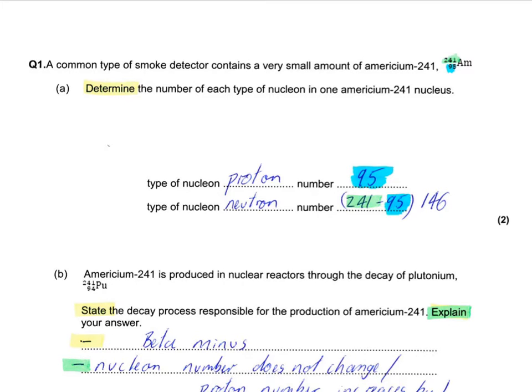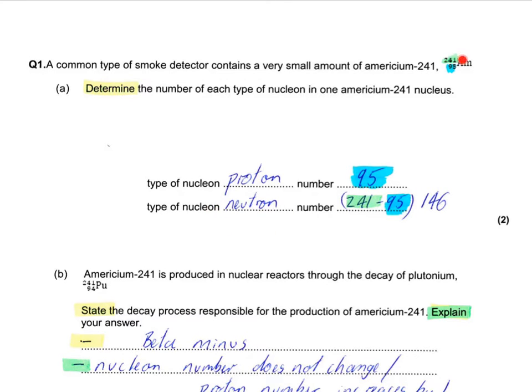So this is the Particles Booklet question 1, and it's talking about a common type of smoke detector with a very small amount of americium-241, and we've got the nucleon number there and the proton number, and we're asked to determine the number of each type of nucleon in the americium-241.